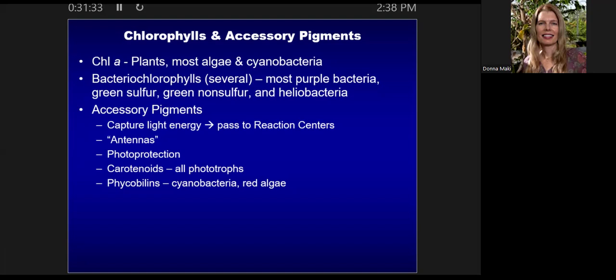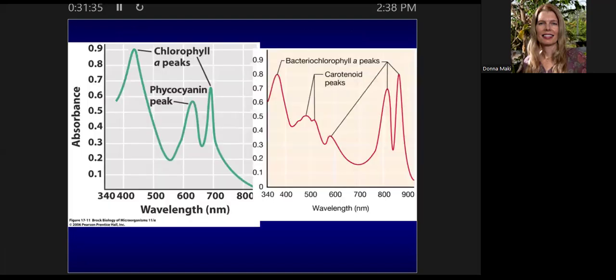But if they can absorb slightly different wavelengths, so these are spectral outputs of some of the pigments. And where you see peaks, that means that's where those wavelengths of light are what they've most adapted to, in terms of, I really like that quality of light. I'm really good at absorbing it and using it for photosynthesis. So you can see phycocyanin is a pigment that's different than chlorophyll A. And then the bacteria chlorophyll A, you can see, are different compared to all the others.